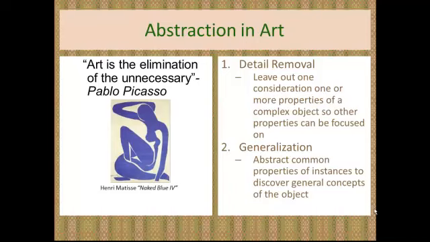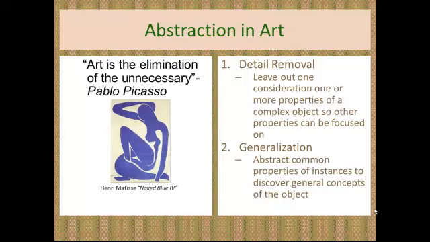So you see here on the left a painting by Henri Matisse, and a lot of details are left out. But what that allows you to do is to focus on one or more properties, so that other properties you're not addressing right now, you don't have to think about. I can still understand what's going on with Henri Matisse's painting here, even though there's a lot of detail left out.